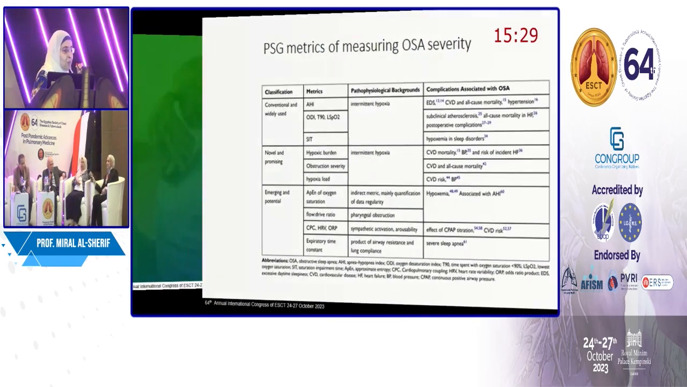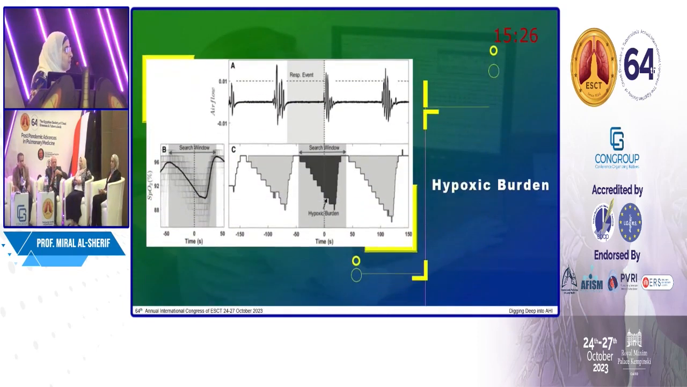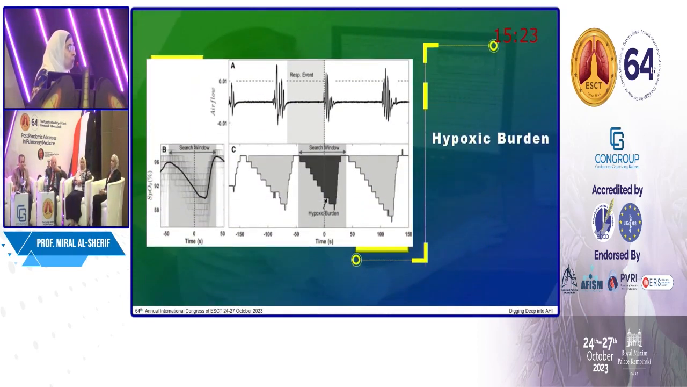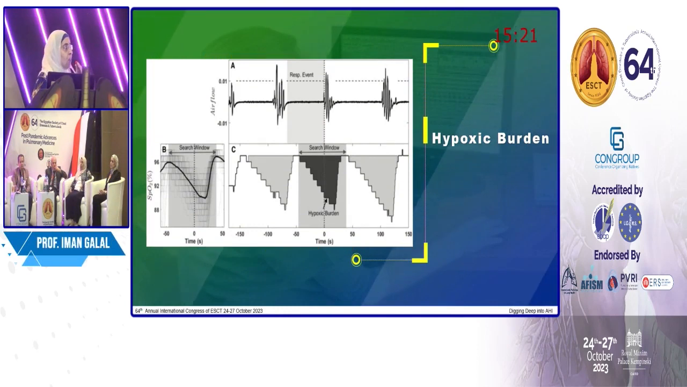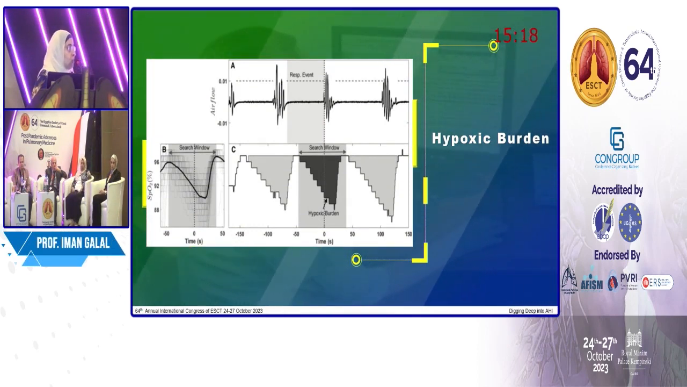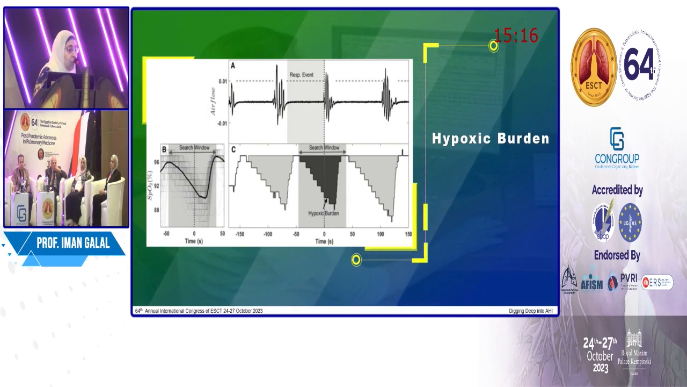Thank you, Dr. Miral. As Dr. Miral has said, several metrics are now evolving and some of them show much promise, such as the hypoxic burden that we will discuss later on. This metric involves recording the airflow with the oxygen saturation and synchronizing the saturation around the termination of the respiratory event to identify what's called the search window. The hypoxic burden is calculated from the area under the respiratory event desaturation curve, and has shown some promise.